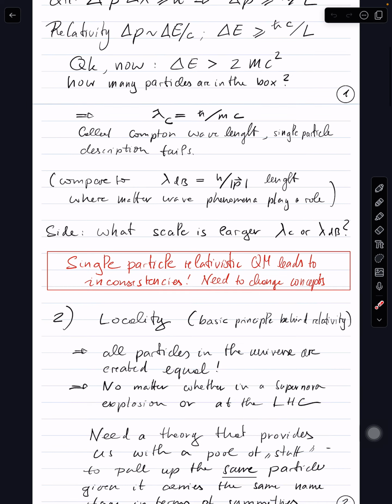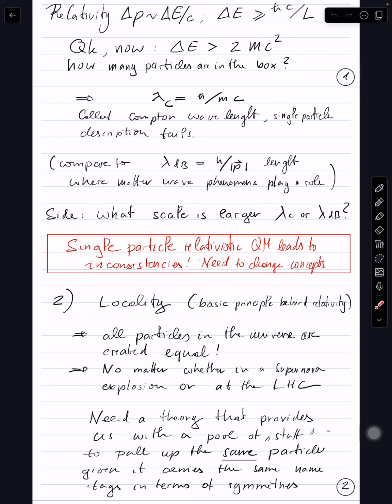Good. So that is the side question here: which of the scales is larger? And yes, the de Broglie wavelength is always larger, since the momentum is always smaller than the total rest mass of the particles, since we have particles that move with velocities that are slower than the speed of light, right? So we have here something that goes as v times m, and v is always smaller than c, right?